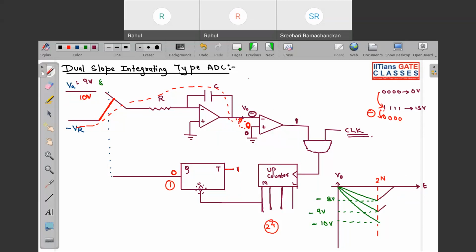Compared to minus 9 volt, it will discharge taking a little longer time, and this will take far more time compared to this. So these times are basically compared to give us what? To give us the corresponding output. So how do we get this output?